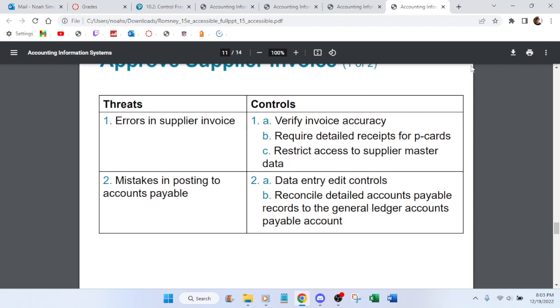Errors in supplier invoice. Verify invoice accuracy. Require detailed receipts for P cards. Restrict access to supplier master data. Mistakes in posting to accounts payable. Data entry edit controls. Reconcile detailed accounts payable records to the general ledger accounts payable account.